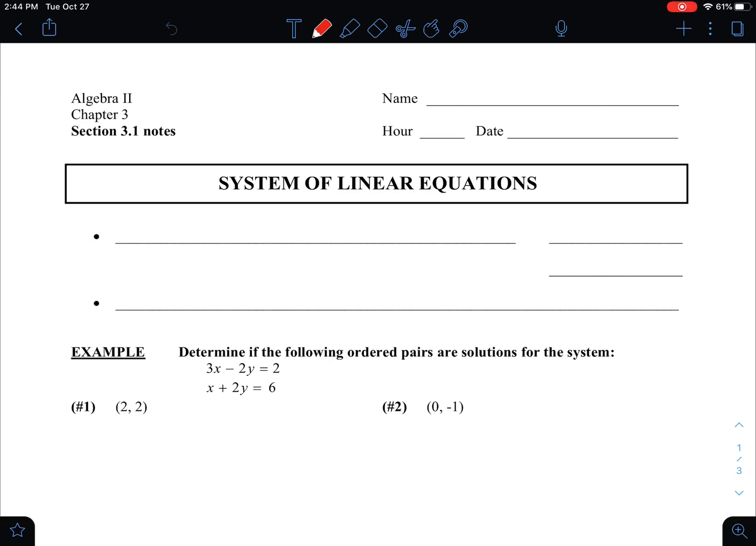We are moving into Chapter 3, which is Systems of Linear Equations and Inequalities. 3.1, the name of this lesson is Systems of Linear Equations. Should be Systems. Sorry about that. So let's go ahead and get into this right away.